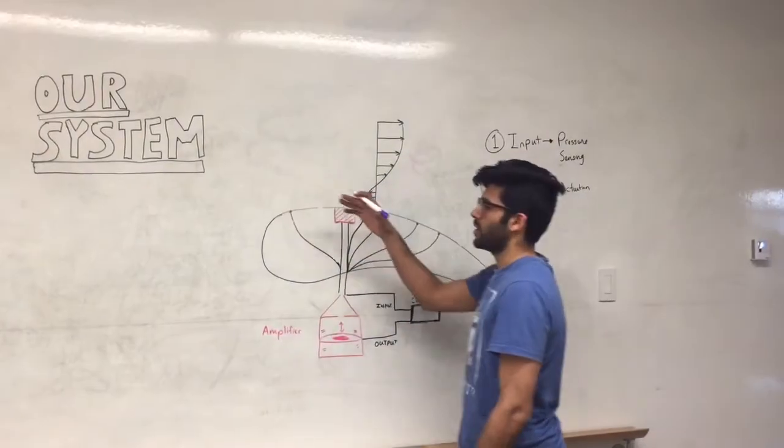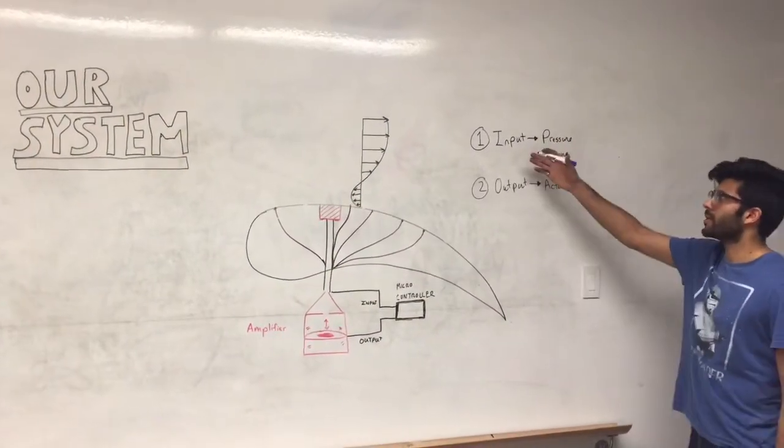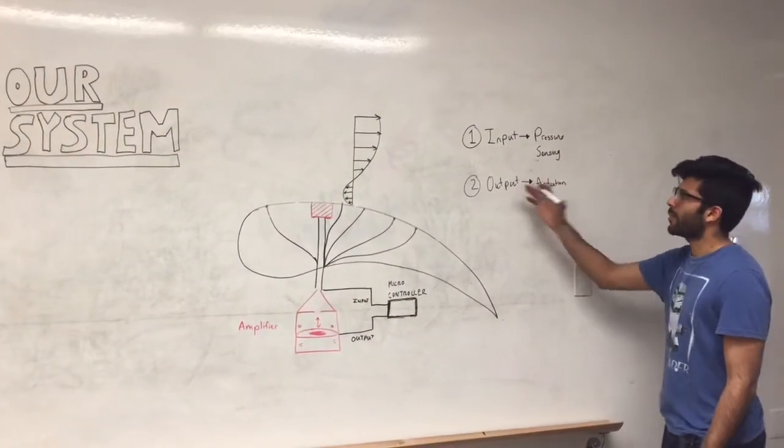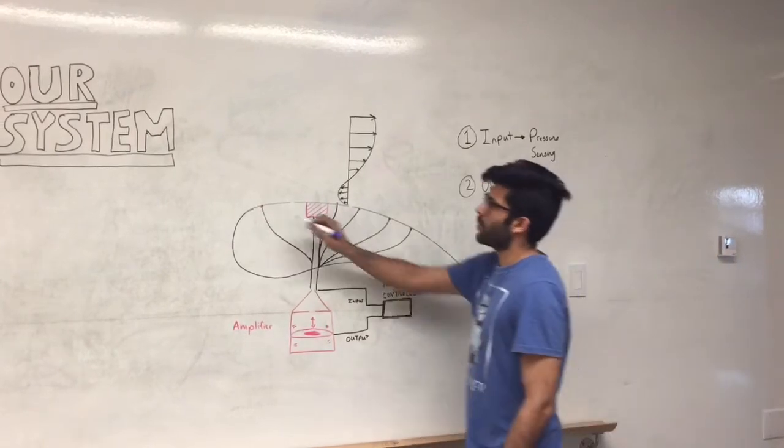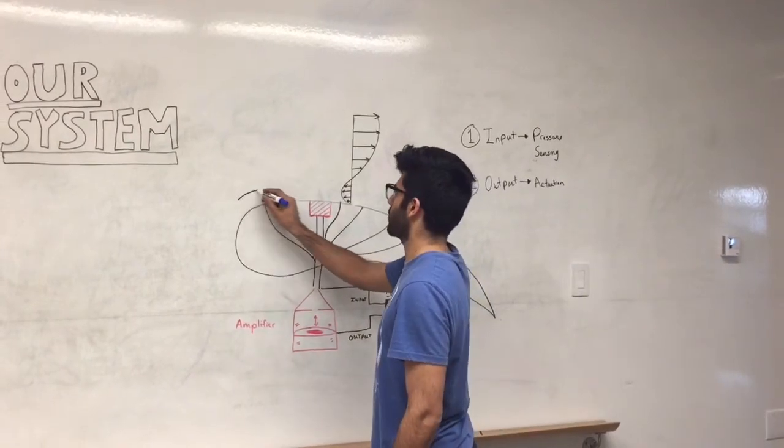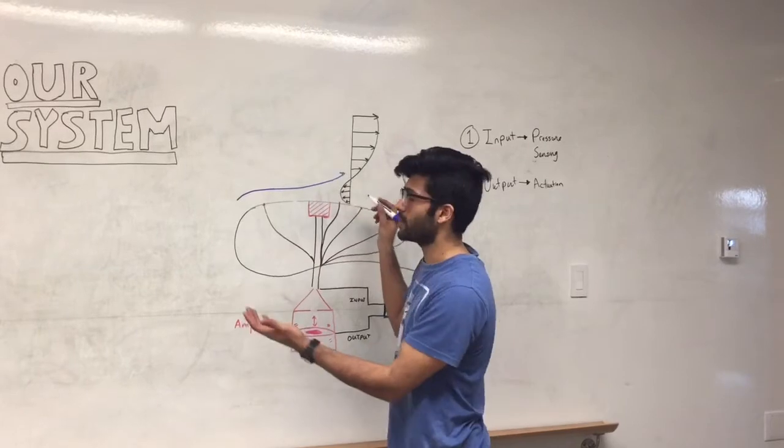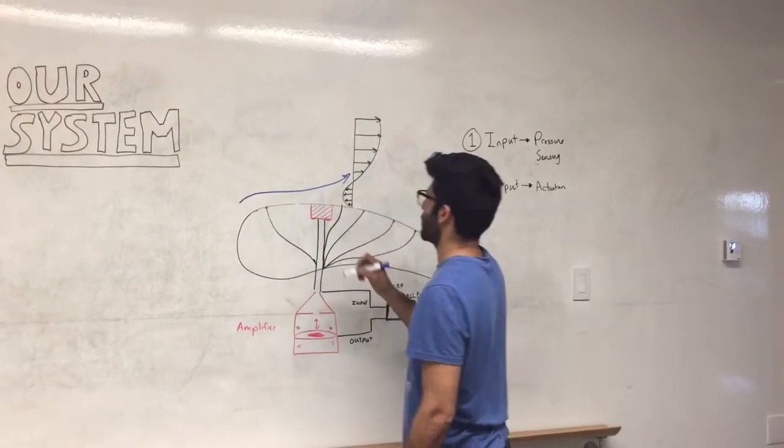Now we can look at our overall system. There are two parts to our system, the input or pressure sensing side and the output or actuation side. So now when our flow is going over our airfoil, we will see the adverse pressure gradient, as Graham mentioned, and our flow will start to separate over the top.